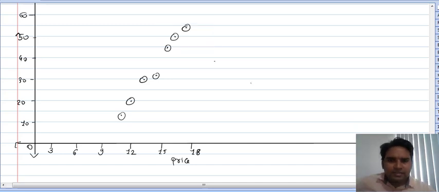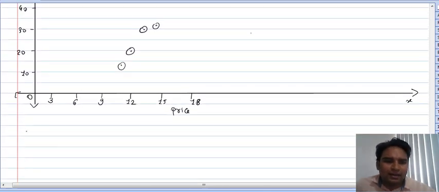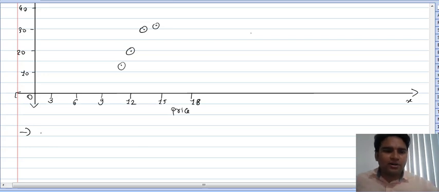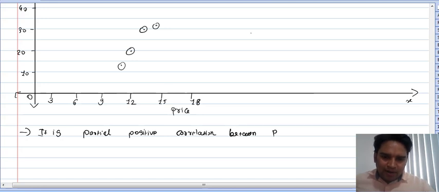So you can see that all my intersection points are going upward from left to right, but they are not in one line, they lie around the line. So what is it? It is a partial positive correlation between price and supply.